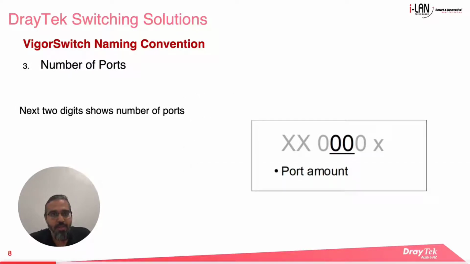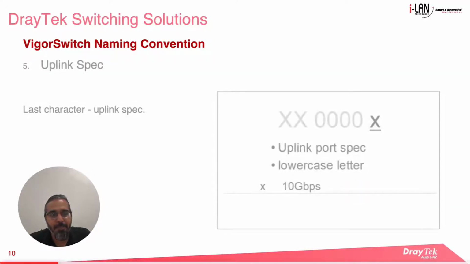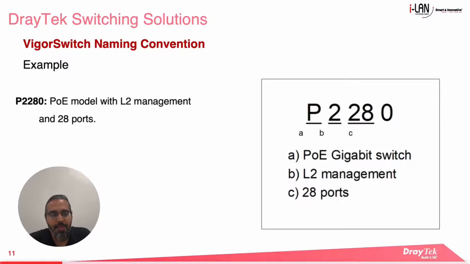The next two digits show the number of ports in the switch. And the last digit is the serial number. Some models have a lowercase letter behind, which is the uplink spec. Here the letter X indicates that the Vigor switch has some 10 gigabit Ethernet ports. An example is the P2280 Vigor switch. The name indicates that it is a 28-port PoE Vigor switch with L2 management.